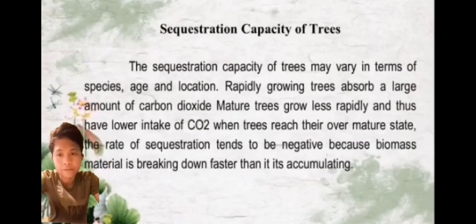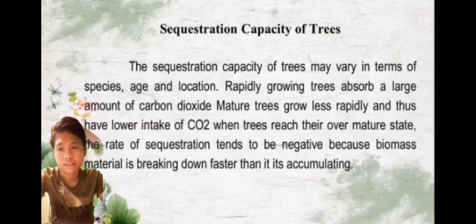Sequestration capacity of trees. The sequestration capacity of trees may vary in terms of species, age, and location. Rapidly growing trees absorb a large amount of carbon dioxide. Mature trees grow less rapidly and have lower intake of carbon dioxide. When trees reach their overmature state, the rate of sequestration tends to be negative because biomass material is breaking down faster than it's accumulating.